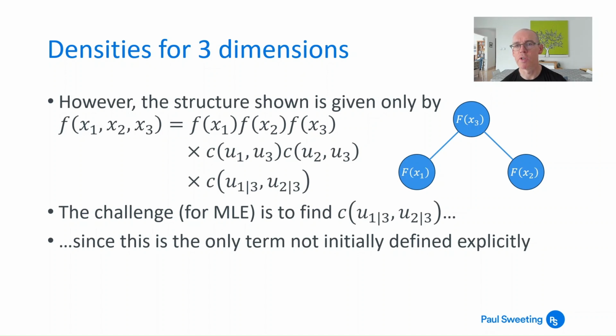So as I say, the structure shown is given only by this expression here. So f of x3 in the middle, f of x1 and f of x2 on the sides is given by f of x1, f of x2, f of x3 times c of u1, u3, c of u2, u3 times c of u1 given 3, u2 given 3. So f of x1, f of x2, f of x3, those are all straightforward. They're just marginal density functions, which is how probability functions are usually given. C of u1, u3, c of u2, u3 is perhaps a little bit more difficult, but not necessarily so.